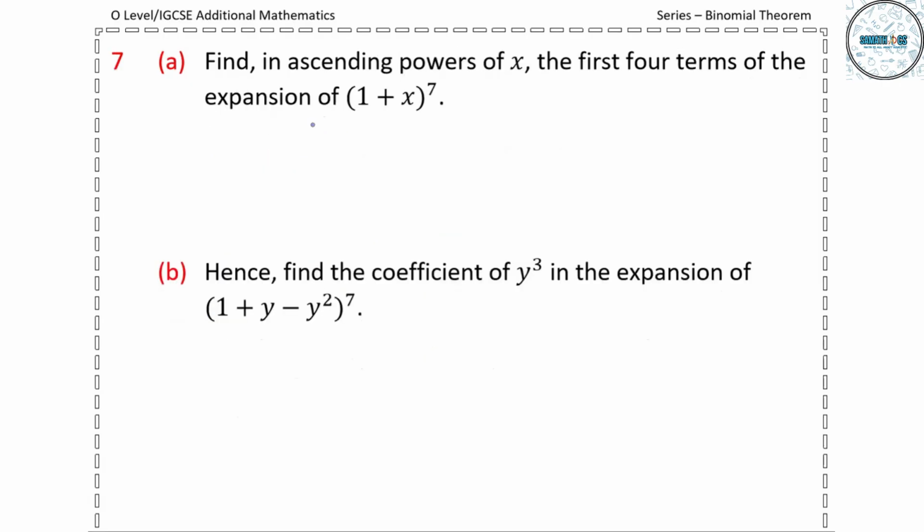Let's do another question in which we have to find in ascending powers of x the first four terms of the expansion of 1 plus x with power 7. So we have to take out first four terms of the expansion of 1 plus x power 7. So we will use the formula nCr, a power n minus r and b power r. In this case, a is 1, b is x and n is 7.